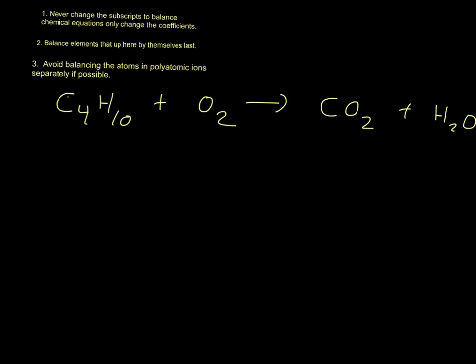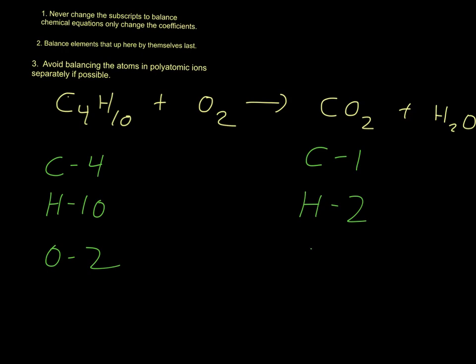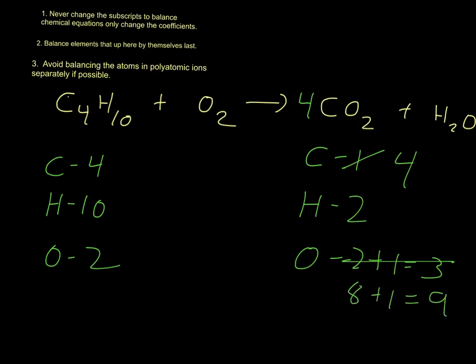We take our inventory. We have 4 carbons, 10 hydrogens, 2 oxygens. All right. On this side, I've got 1 carbon, 2 hydrogens, and 2 plus 1 equals 3 oxygens. Save oxygen for last since it appears by itself. Let's start with our carbon. What can I multiply 1 by to get 4? 4. So I place a 4 in front of my carbon dioxide. That gives me 4 carbons, and 4 times 2 is 8, plus 1 is 9 oxygens.